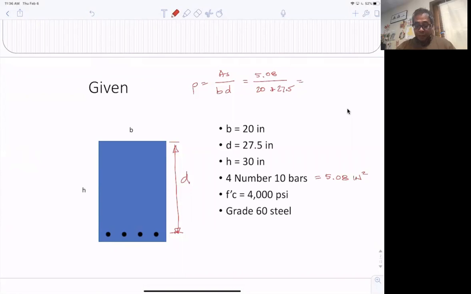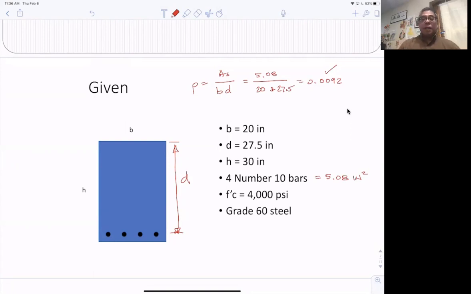Or at least it'll tell me, maybe not you. That's 0.0092. And I just happen to know for 4 KSI concrete and 60 KSI steel, 1% is a reasonable amount of steel. So that's a reasonable amount of steel. And to be honest, how I picked the 4 number 10 bars for this problem, I made this up, was I took 1% of B times D. And I knew that would come out okay.